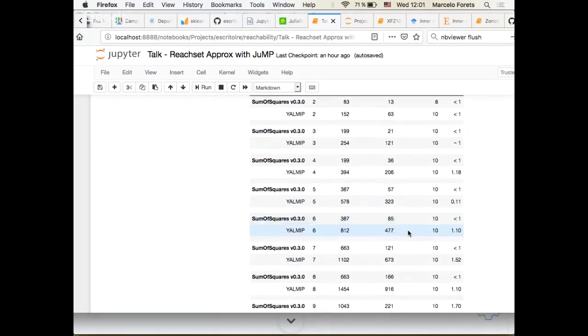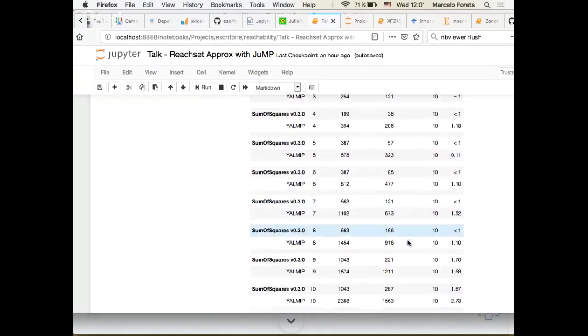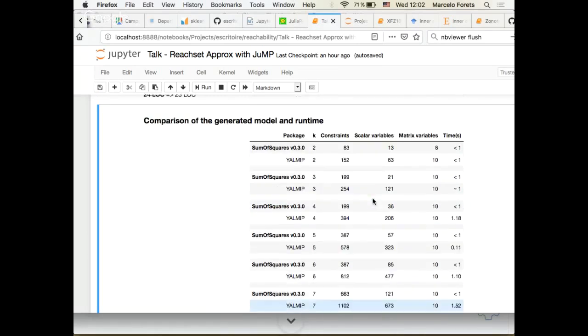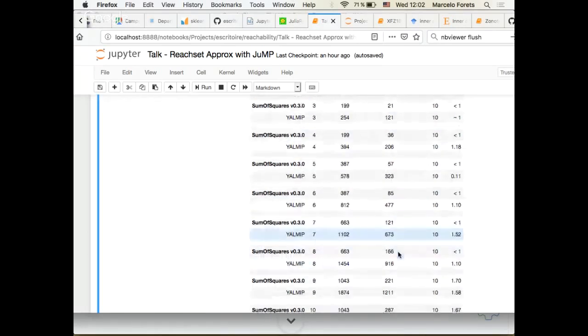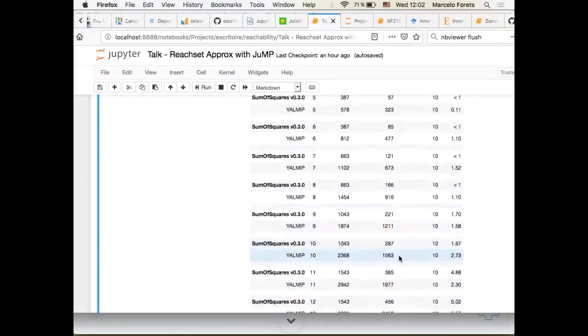I am analyzing the time that it takes to solve. Okay. And then what you can see from this table is that essentially they are in the same order, but it is often the case that sum of squares is having half of the scalar variables and constraints. Okay, so that's a good point.